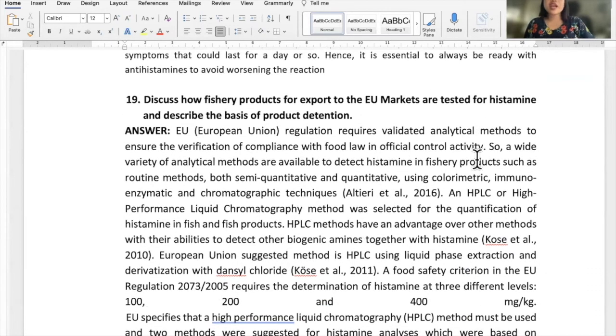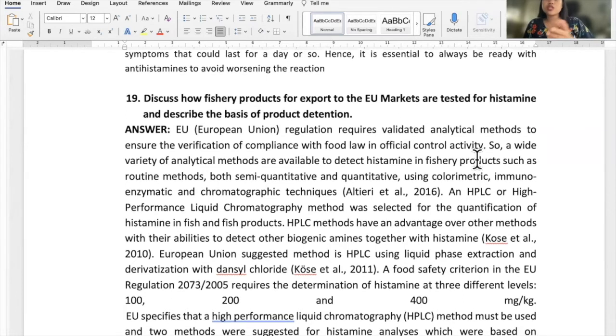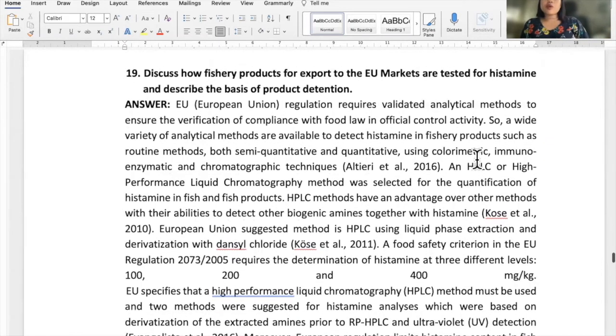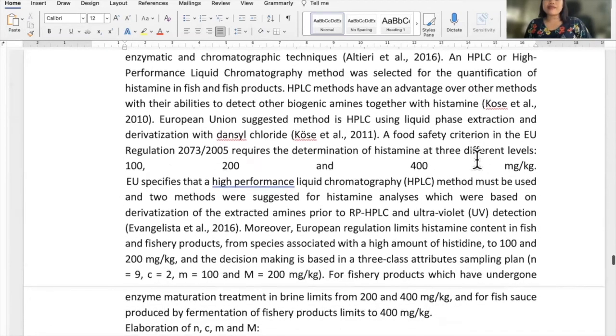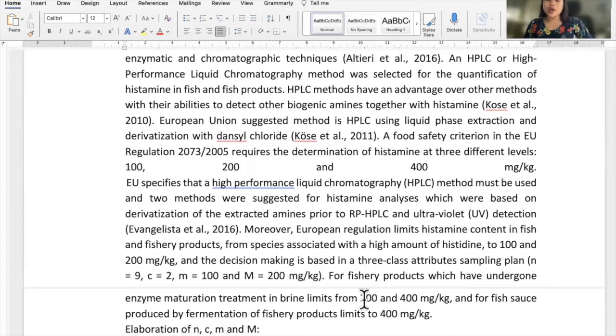So discuss how fishery products for export to the EU markets are tested for histamine, and describe the basis of product detention. So ito, in-explain, yung first part is well explained by the one assigned to this number. So merong mga analytical methods. However, there is a limit for histamine content for specific products. Look at this one. So for fishery products that have undergone enzyme maturation, around 200 to 400 milligrams of histamine per kilogram of sample yung allowed. And for fish sauce, it's around 400 milligrams per kilogram of sample.